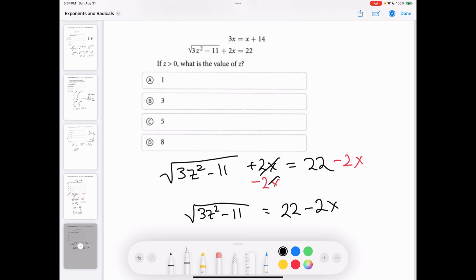So I have two variables, a z and an x, but they're only asking about z. So I need to find the value of that x, so that I'm only left with one variable, z. But luckily, I have the other equation to help me out. I have 3x is equal to x plus 14. So I can isolate the x term from this first equation and substitute it in the second equation.